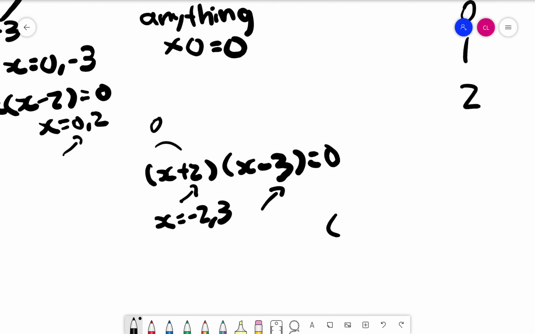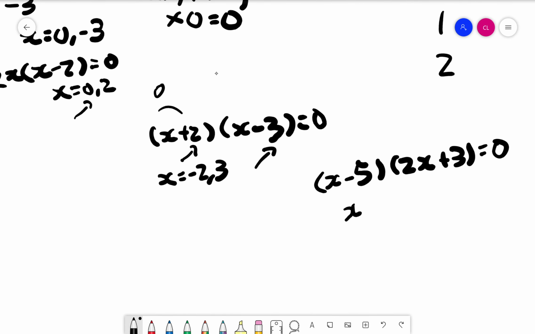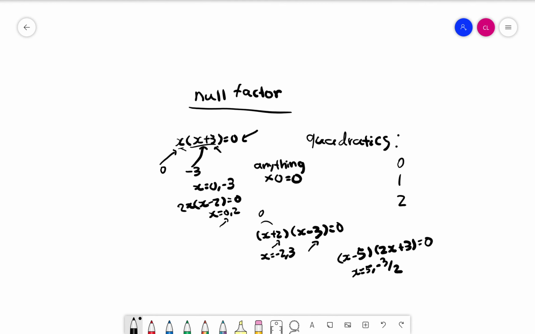And if you have something like (x - 5)(2x + 3) = 0, then in that case x would be 5. Then we have 3, so that would be -3, but we also have 2x, which means you need to divide that by 2, so -3 over 2. Easy enough, right?